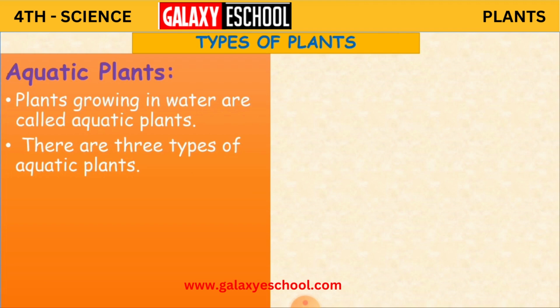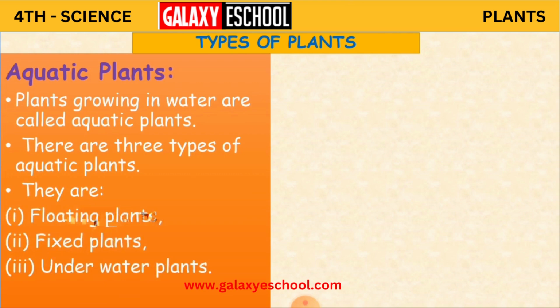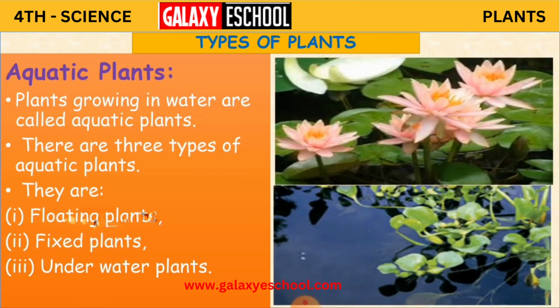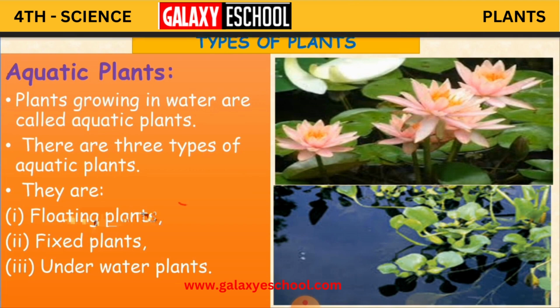We have three types of aquatic plants. They are floating plants, fixed plants, and underwater plants. If you see here in the picture, you can see that the plants are growing in the water and floating on the water. So we have three types: floating plants, fixed plants, and underwater plants. We'll learn one after the other now.